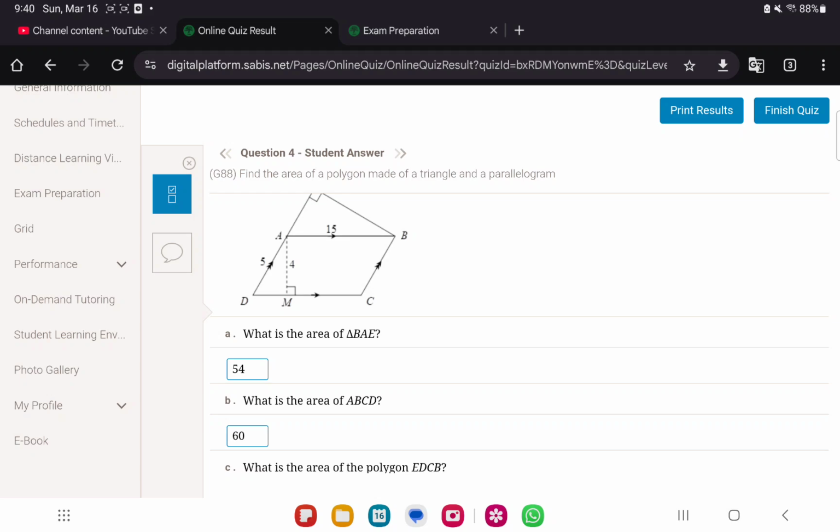Now the second part is the area of ABCD. And this is a trapezoid. That means, it's not a trapezoid, it's a parallelogram. And the area of a parallelogram is base times height. So here it's 15 times 4. That's as simple as it is. So 15 times 4 is 60.